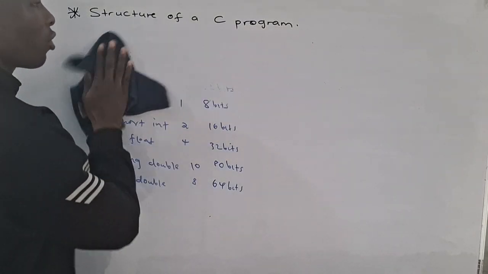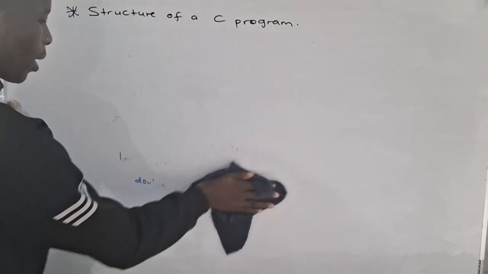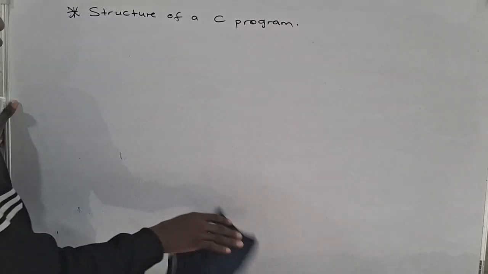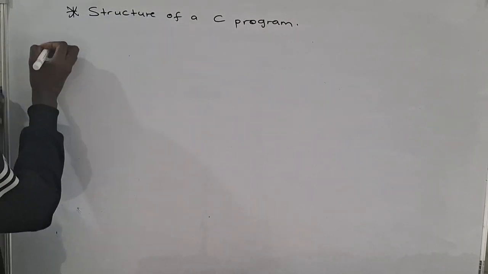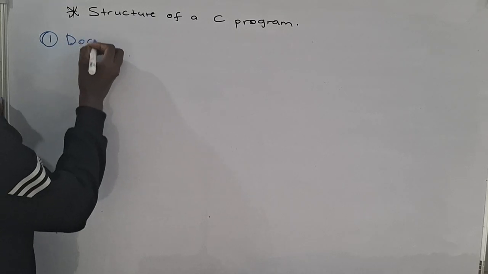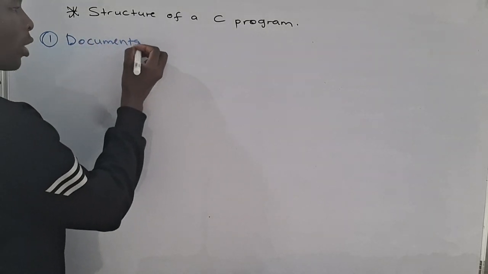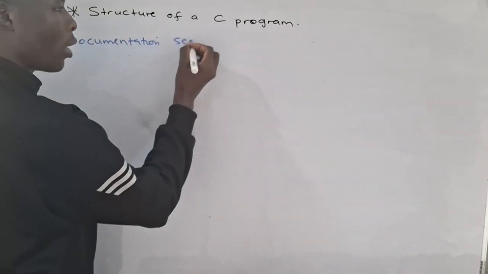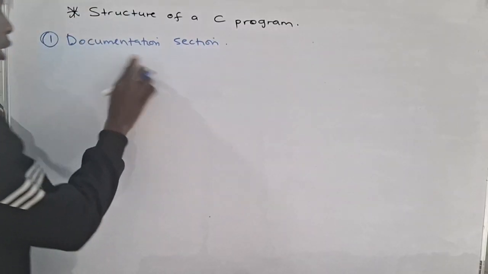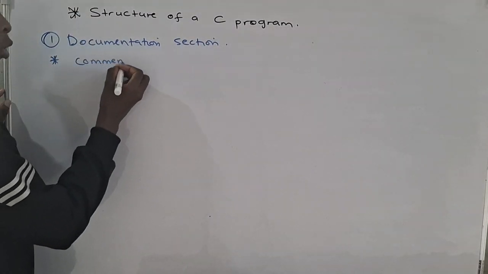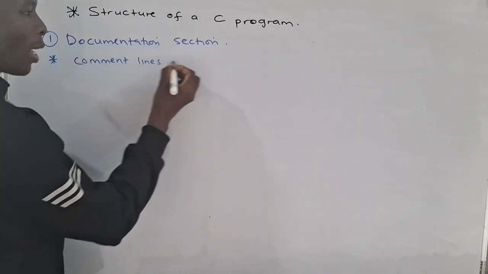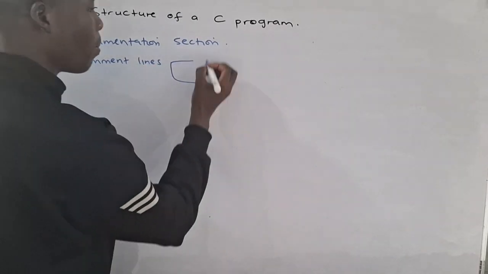Now let's move on to the structure of the C program. I'm going to divide the C program into 4 parts. The first part is the documentation section. In the documentation section, we are going to use comment lines. There are 2 types of comments.